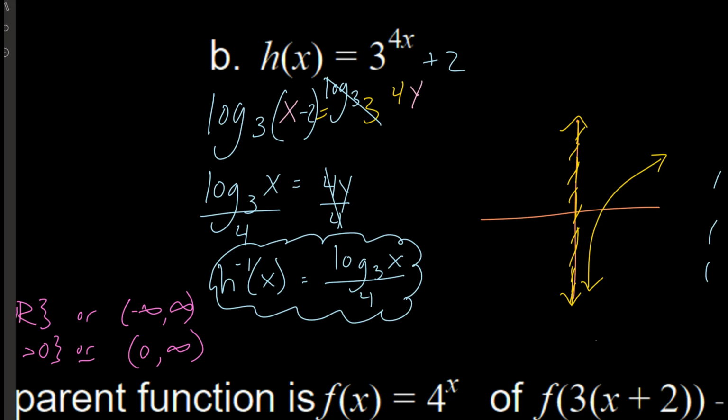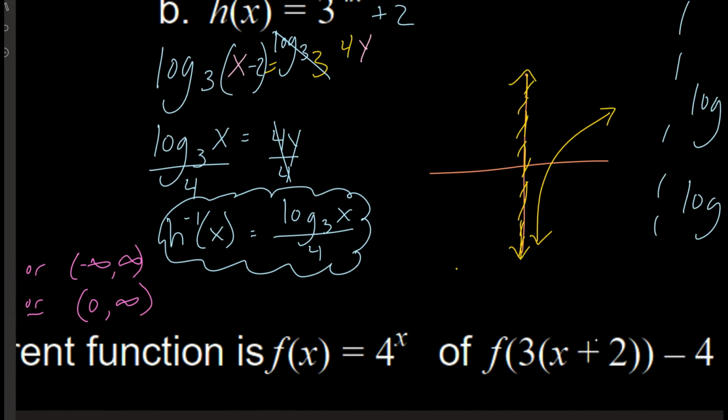Now, what is my domain? Not for logs. Domain is affected by the asymptote. What is my lowest x value? So x is always greater than 0. What is my range of log? Logs will always have a range of all real numbers. We learned last class that these are inverse functions. Inverse functions always have flipped domains and ranges. So exponential, domain is all real numbers. Log, range is all real numbers. Always.